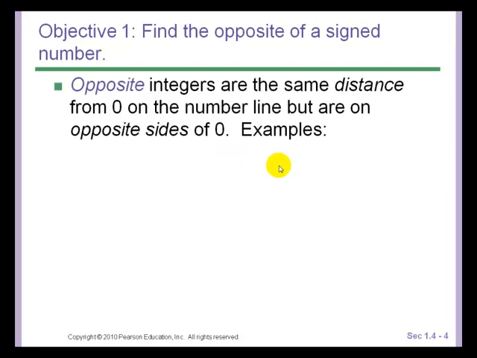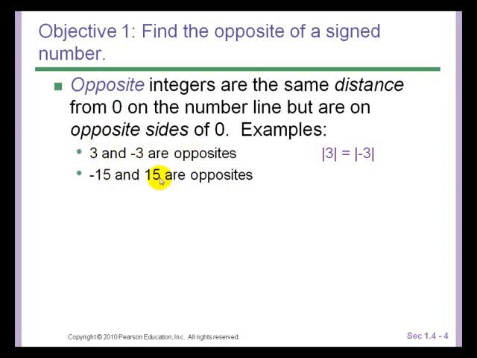Opposite integers are the same distance from 0 on the number line, but are on opposite sides of 0. Here are two examples. 3 and -3 are opposites. Notice that both 3 and -3 have the same absolute value, namely 3. Remember, absolute value is telling you the distance without regard to whether it's on the left or the right. So numbers that have the same absolute values are the same distance and therefore are opposites, provided one is on the left and one is on the right. So 3 and -3 are opposites.